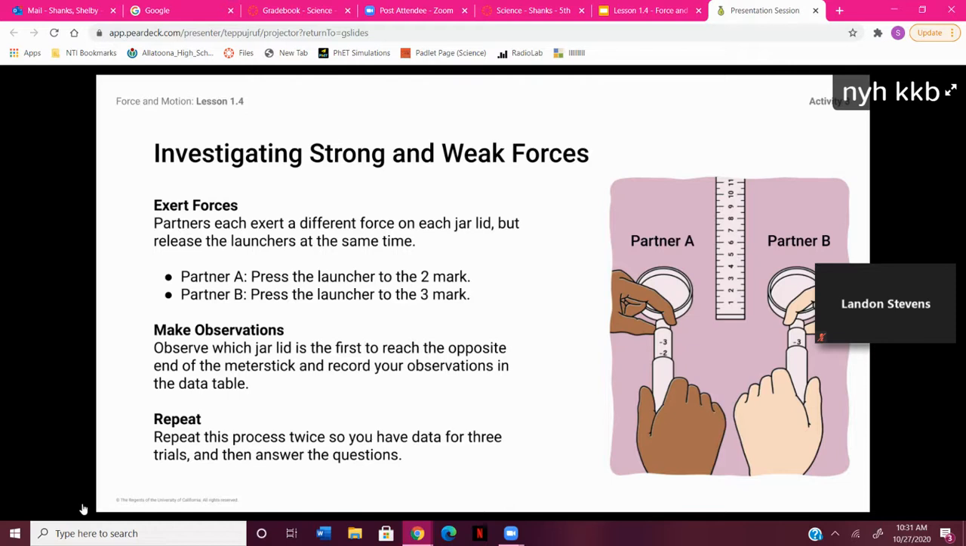Partner A would pull the launcher back to mark 2, and partner B would pull the launcher back to mark 3. Make sure you're listening: we would observe which jar lid is the first to reach the opposite end of the meter stick, and then we would record our observations. We would then repeat this two more times so we have three trials.